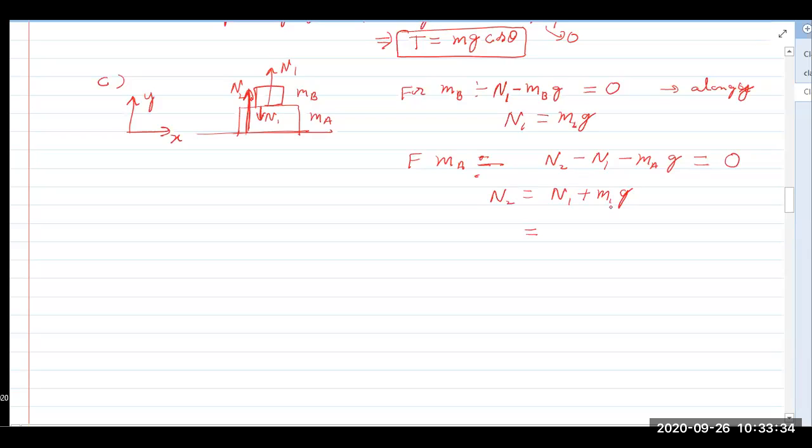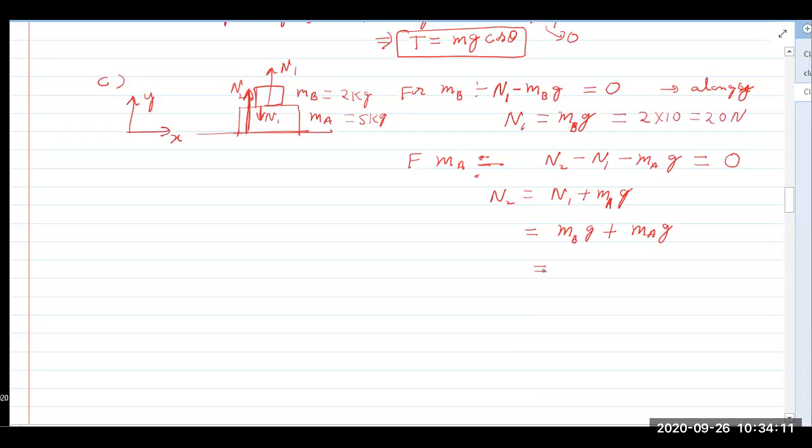This was B, this is A. N1 we have already calculated, that is M_B g, plus M_A g. So N2 will be this much. So what we conclude here is, suppose the upper one is 2 kg and the lower one is 5 kg. The normal force at the upper surface will correspond to 2 kg, that will be 2 into 10, 20 Newton on the upper surface.